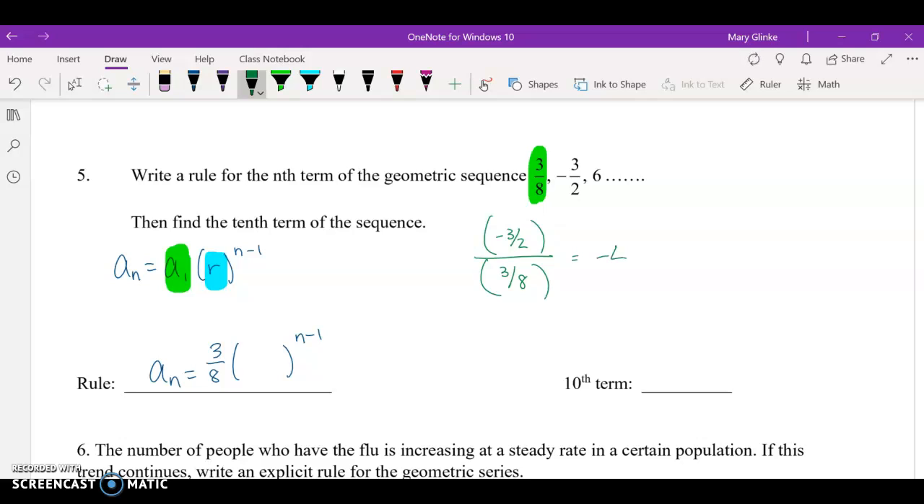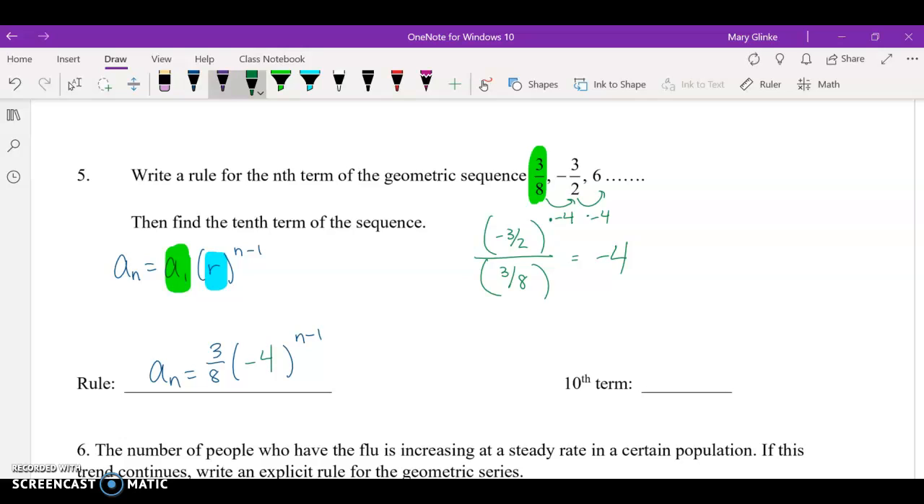So we should get -4. And so if we test that, what's happening is we are multiplying by -4 to get from one to the next. And so we do -3/2 times -4 just to verify, and we end up with 6, which means my common ratio here is going to be -4. So plugging both those in gives me my rule.